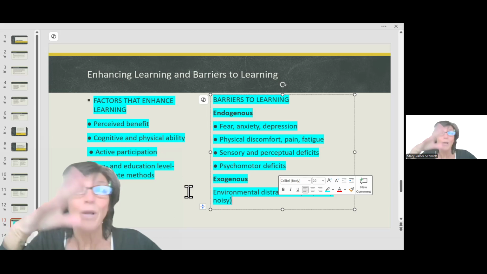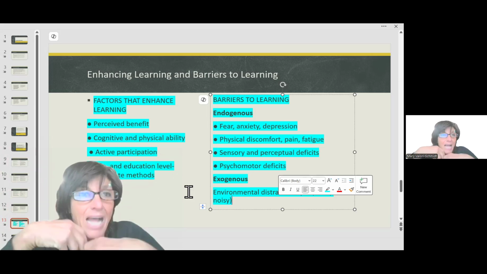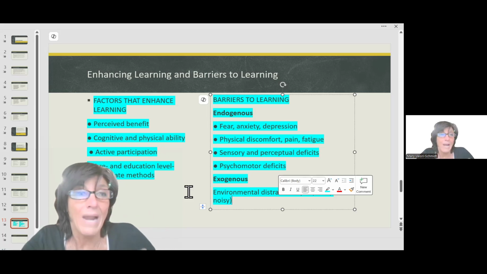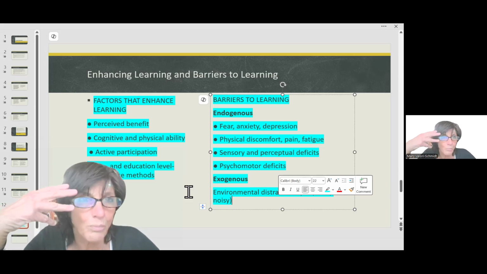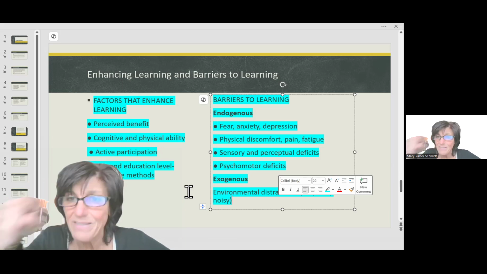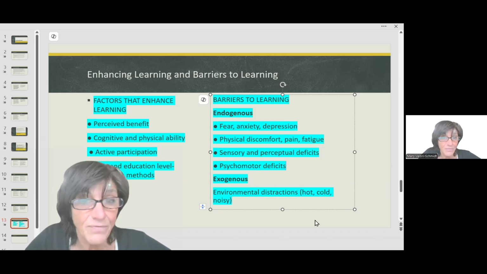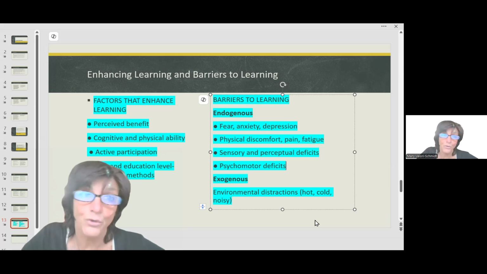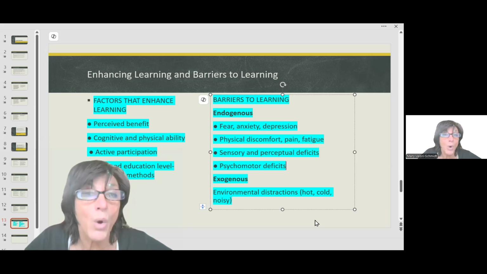Barriers to learning, there are endogenous and exogenous, things on the inside and things outside. Endogenous, if somebody's fearful or anxious, depressed, in pain, tired, if they have deficits like hearing problems or visual problems or psychomotor problems, then those are barriers to learning. We have to resolve those things before we can teach. And then when we talk about exogenous factors, is the room too hot? Is it too cold? Is it noisy? Are there interruptions or disturbances? Is it not private? Those are things that will stop the learning process.